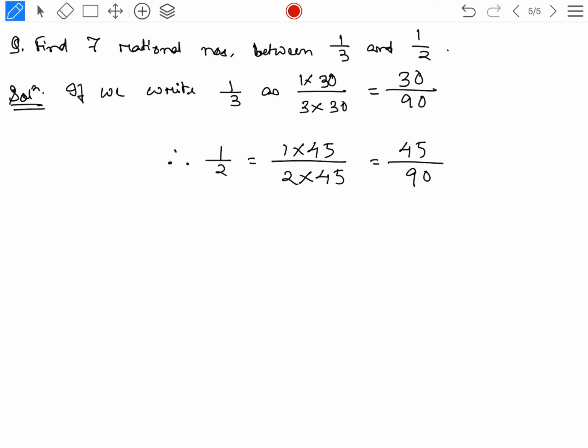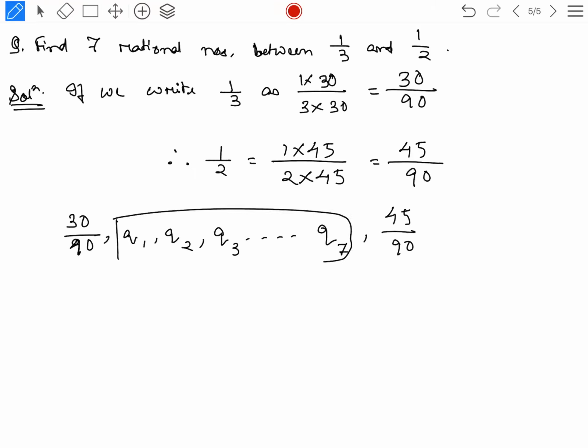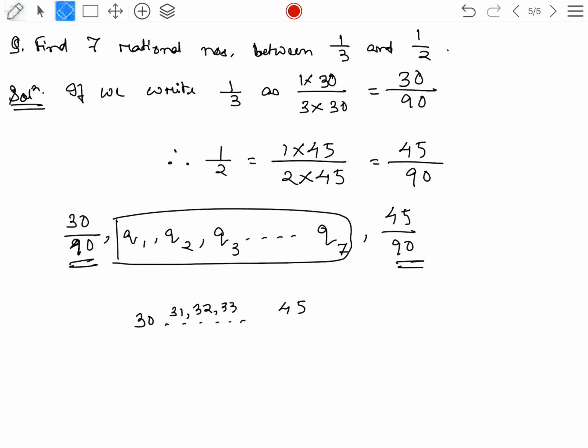Now it will be easy for us to write 7 rational numbers between 30 by 90 and 45 by 90, because what the question is asking is 30 by 90, then q1, q2, q3 in this way, q7, and at last 45 by 90. So our objective is to find these rational numbers between these numbers. Since the denominator is same, here also 90, here also 90, yes or no, the denominator is same. So what we can do, we can simply write any 7 numbers between 30 and 45. We can write 31, 32, 33, 7 are only required, so 7 numbers we can write.